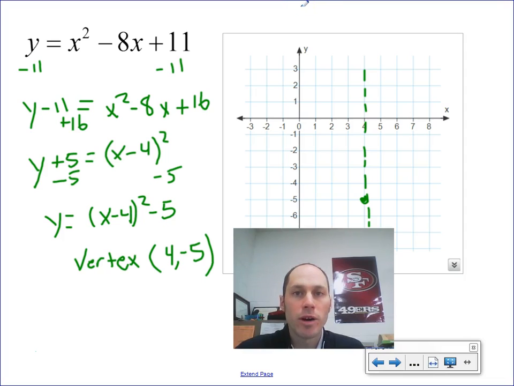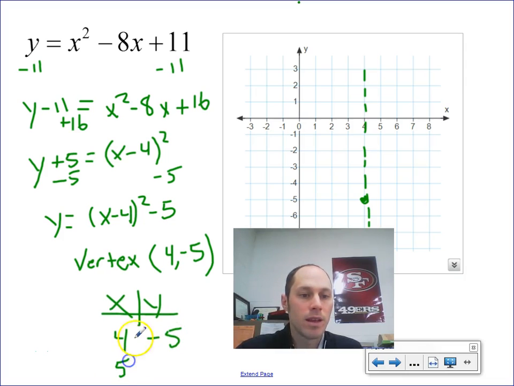So if I don't want to use that point, if it's not convenient for the graph that I have right now, I know that I can just choose a different point. What's another convenient point? Well, if my axis of symmetry is 4, I can choose one to the right or one to the left. So let's just put 5 in. So here's my point, 4, negative 5. If I plug 5 in, 5 minus 4 is 1. Squared, it's 1. 1 minus 5 is negative 4. So 5, negative 4. Reflect it.